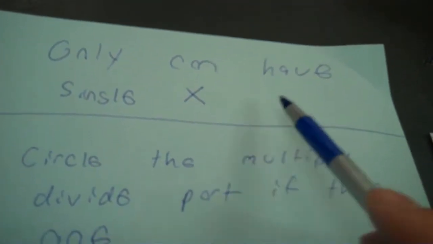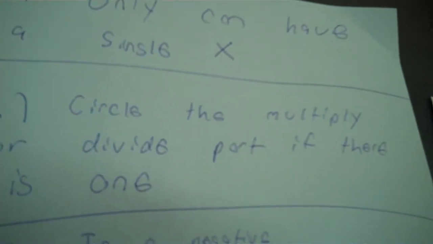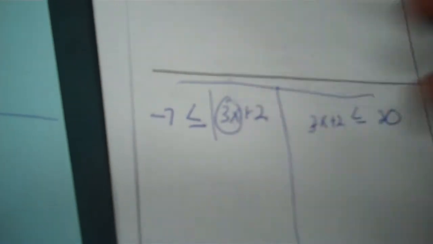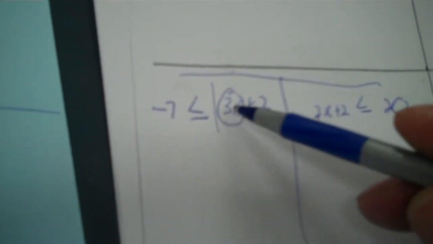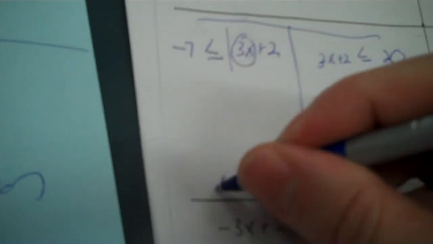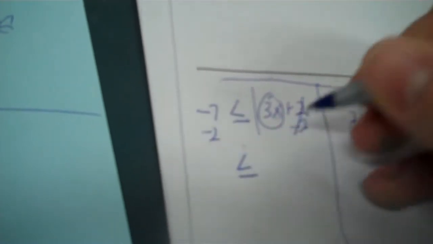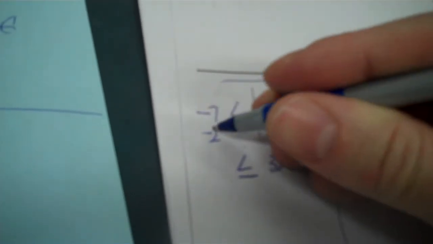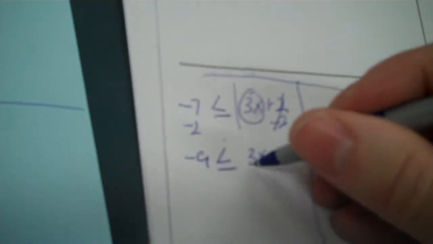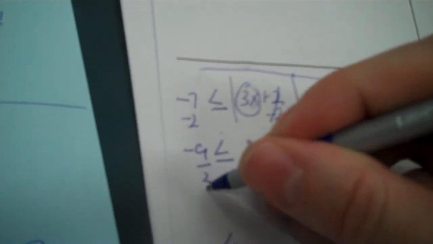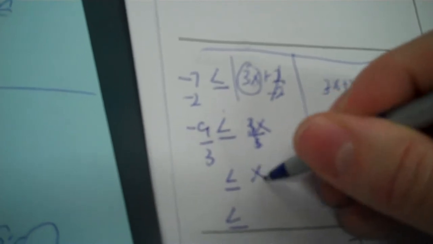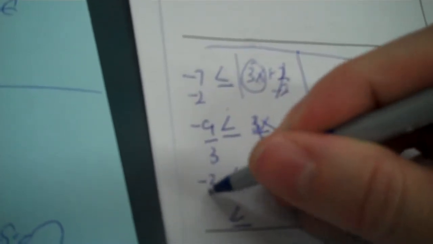You won't have to worry about that because you have x just one time. Circle the multiplication or dividing part if there is one. So here's the x, it's multiplied by 3. Do you see a negative in that circle? Nope. So we keep the sign the same. Then you solve it. Keep it lined up though. 3x is here, -7 minus 2 is -9. Divide by 3, and we have x, -9 divided by 3 is -3.